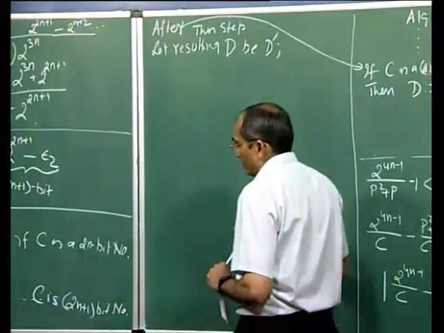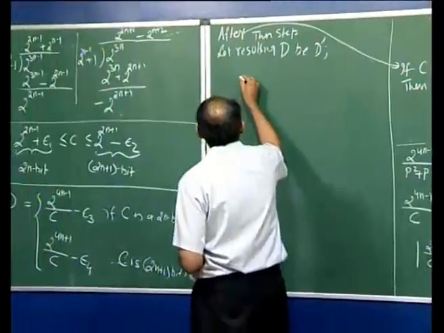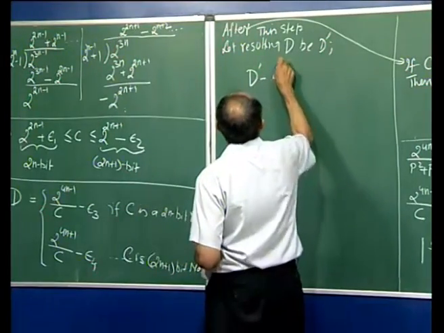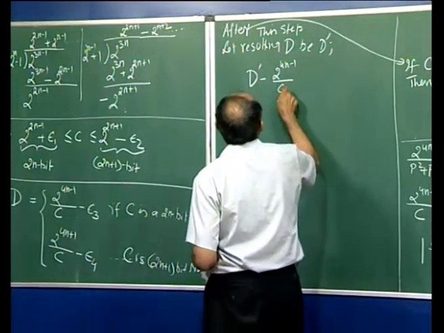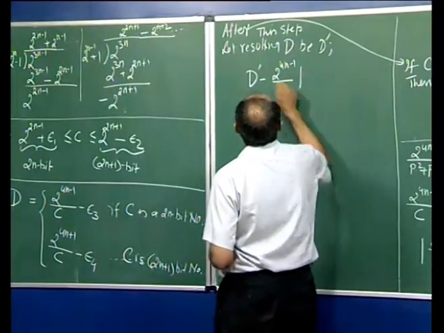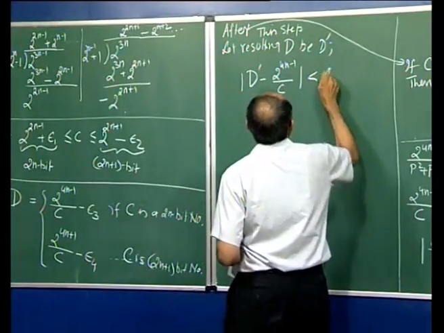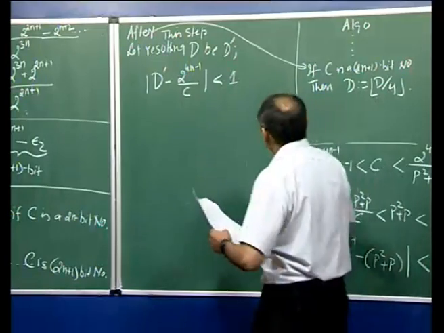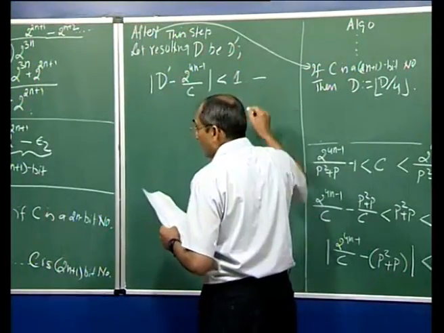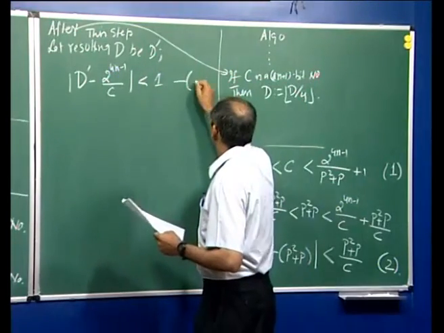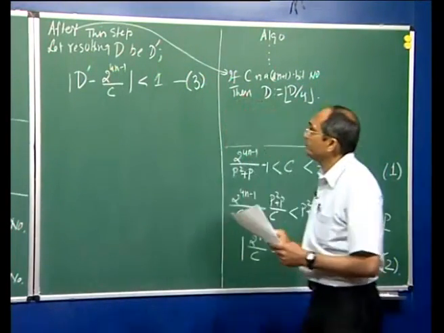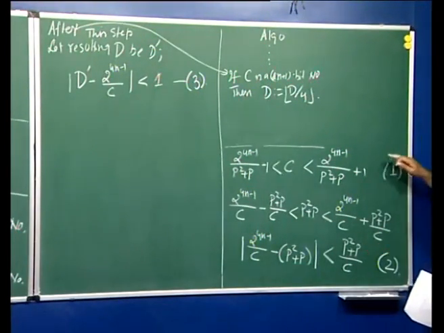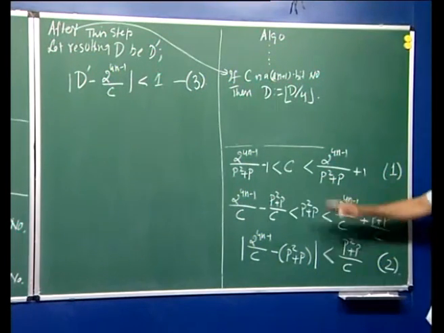So, what we notice here is that D prime minus 2 to the power 4n minus 1 over C is less than 1. Notice that this is less than 1. Our error is within 1. Okay. So, I will label this equation as equation number 3. So, we have 3 crucial equations that we want to use, 1, 2 and that one 3.